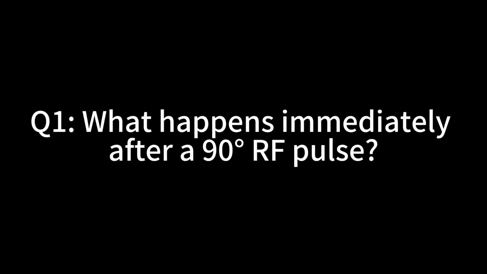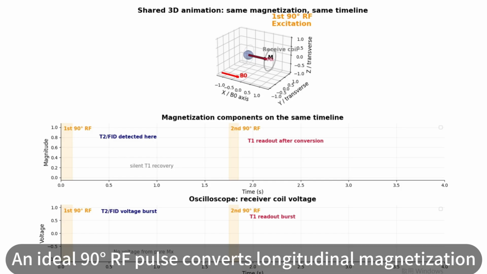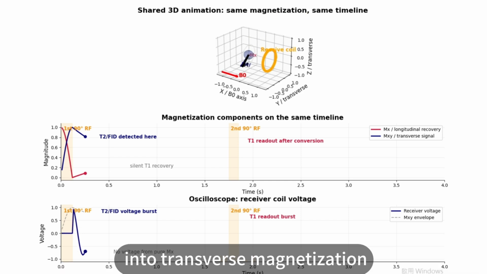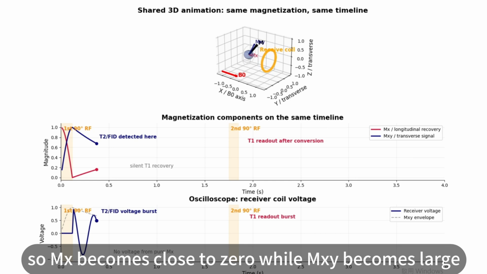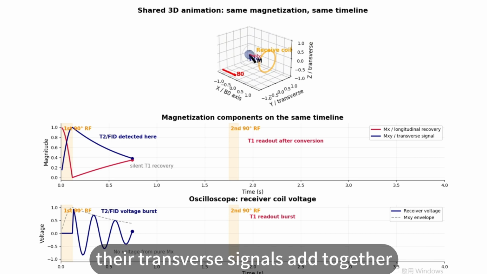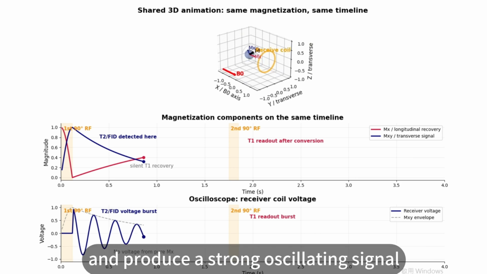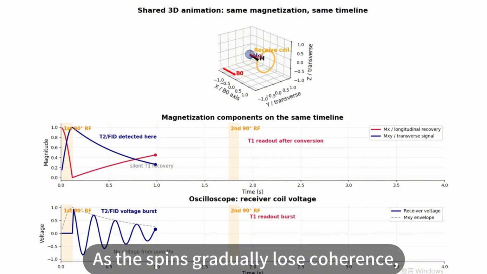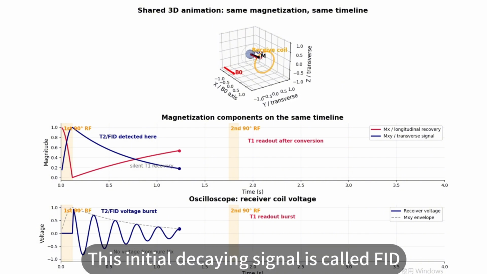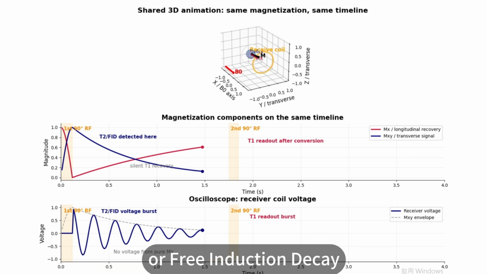Question 1. What happens immediately after a 90-degree RF pulse? An ideal 90-degree RF pulse converts longitudinal magnetization into transverse magnetization. So Mz becomes close to 0 while Mxy becomes large. Because many spins initially rotate in phase, their transverse signals add together and produce a strong oscillating signal. As the spins gradually lose coherence, the signal envelope decays. The initial decaying signal is called the FID, or free induction decay.